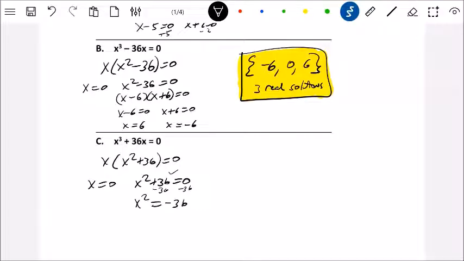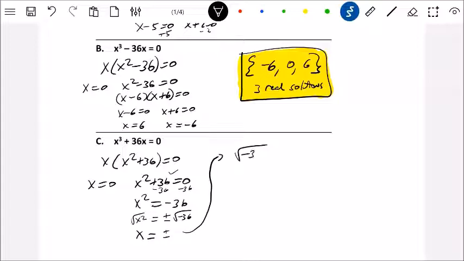And then we'll take the square root of both sides. So the square root of x squared equals plus or minus the square root of negative 36. And so that is x is equal to, well, we have some things to work out here. So let's take a look at this. And for that, we're going to come up here.